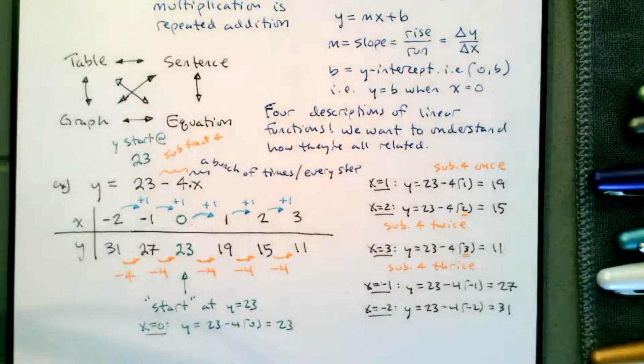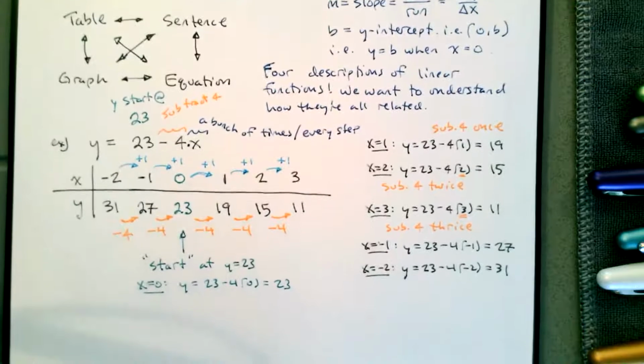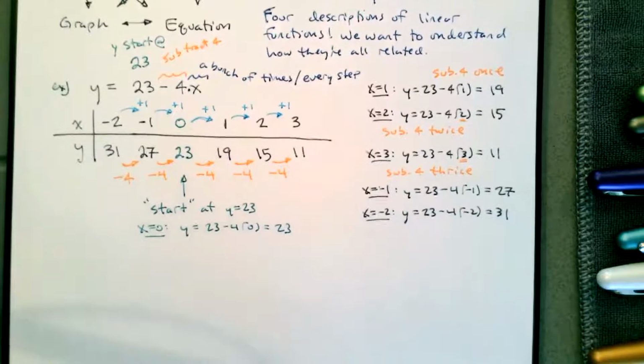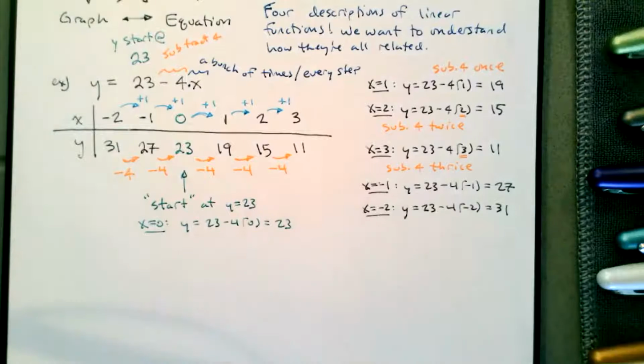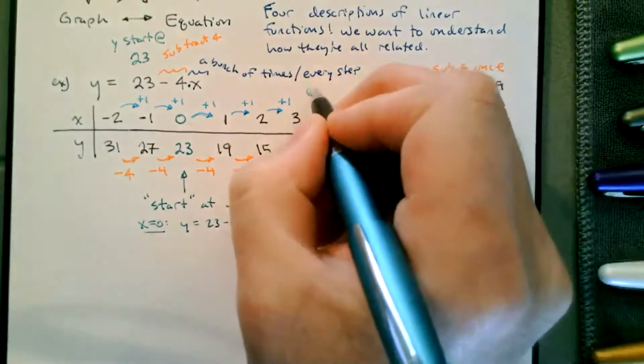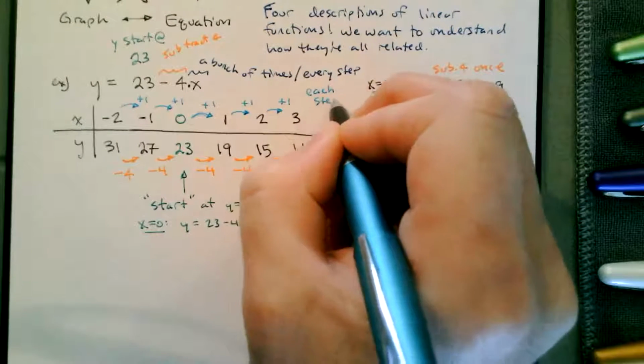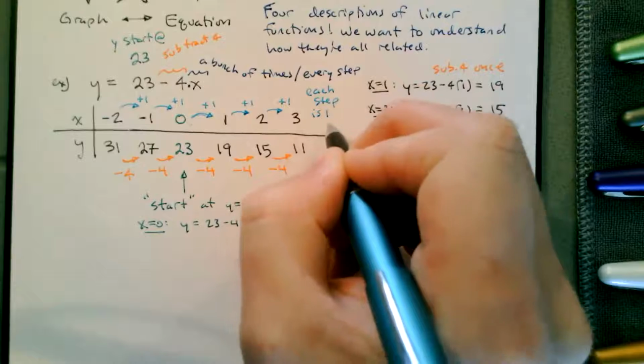Any questions? What we want to do today is mess with the step size. So let's change. Notice that in this, let's write a sentence for this particular equation. We're starting off at 23 and we're subtracting 4 a bunch of times, or every step. And every step is 1 unit. So each step is 1 unit long.